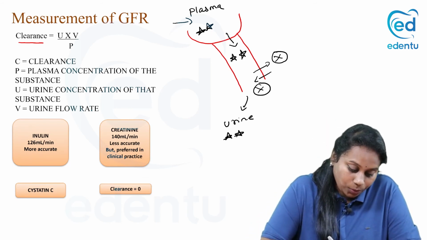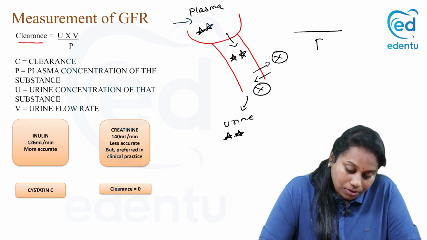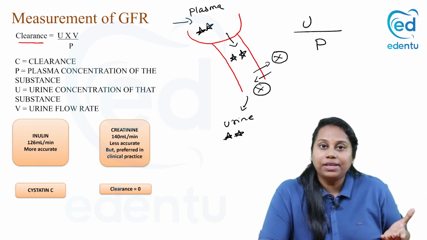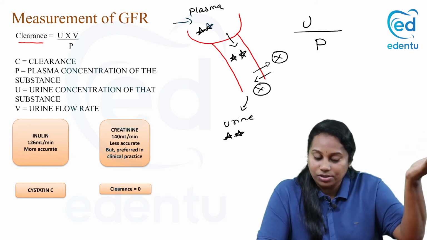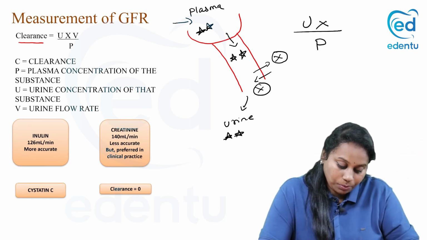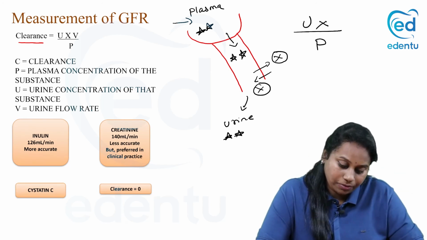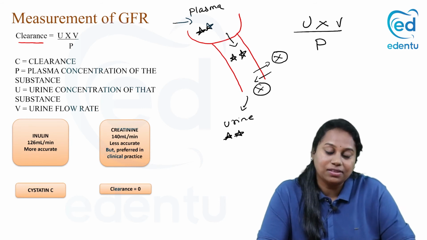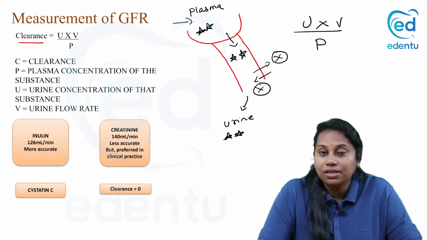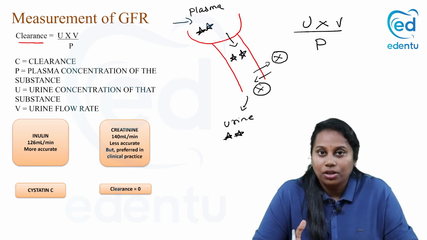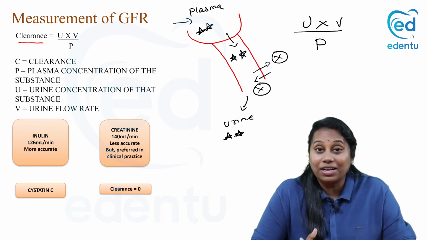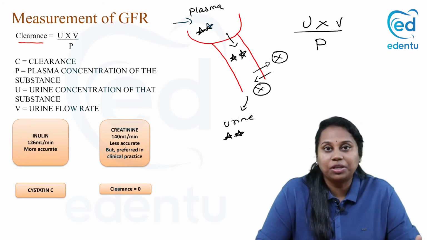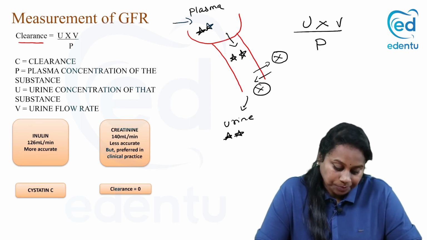So clearance is equal to, out of how much was present in the plasma, this much has come out. P is the plasma concentration, U is the urine concentration of the substance, multiplied by the total urine flow rate, V. So UV by P is equal to clearance. So understand the concept of clearance. We are trying to measure how much was present in the plasma and what fraction of this is cleared in the urine. That is called clearance of the substance, and multiply that by the total urine flow rate.